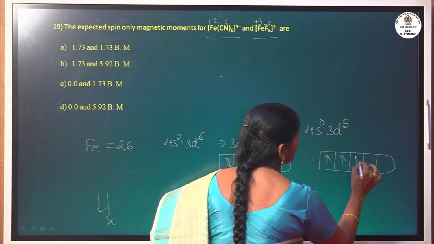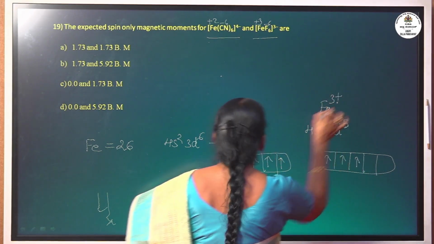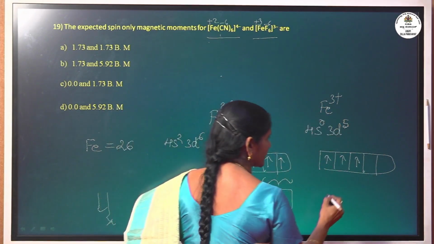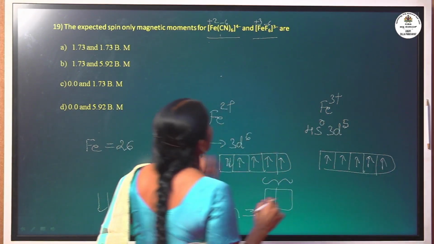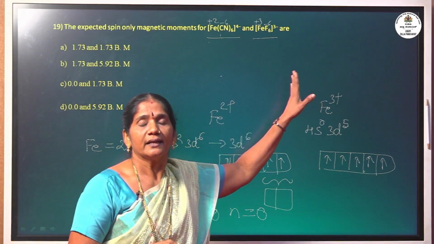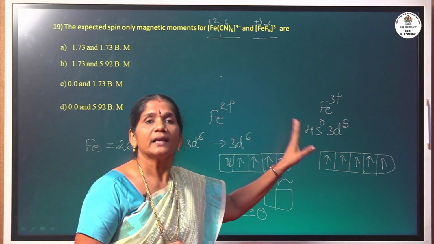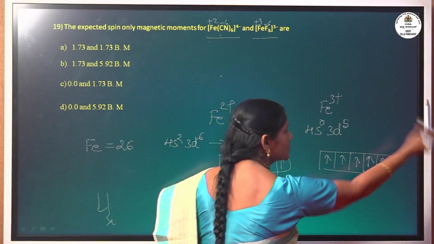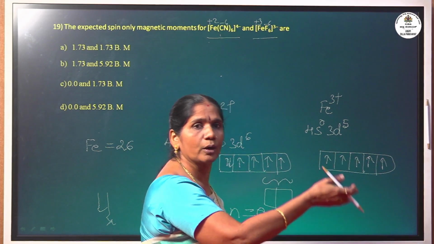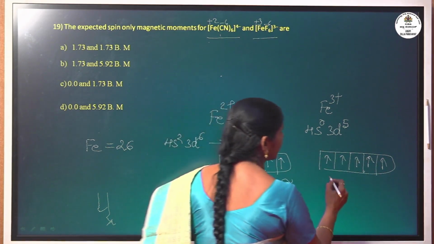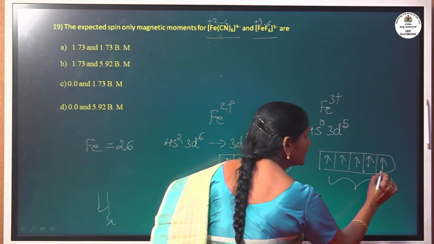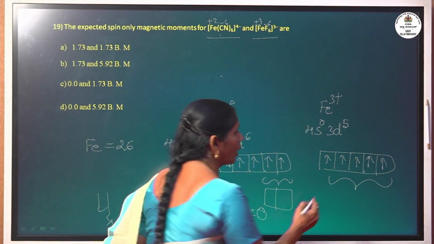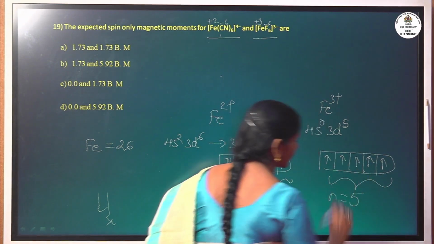So there are 5, this is Fe3+ and this is Fe2+. In this compound, the second compound has +3. So 5 unpaired electrons. Now look at the nature of the ligand. This ligand is a weak ligand, cannot forcibly pair electrons, and therefore it uses the outer 4d orbitals for hybridization, and therefore you have all the electrons in the unpaired state itself. It's a high spin complex, and the number of unpaired electrons is 5.